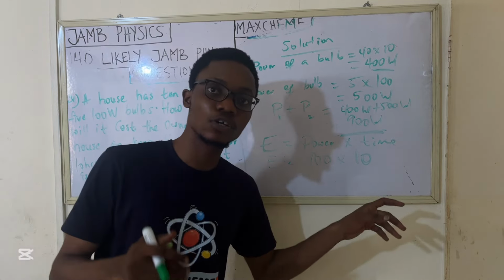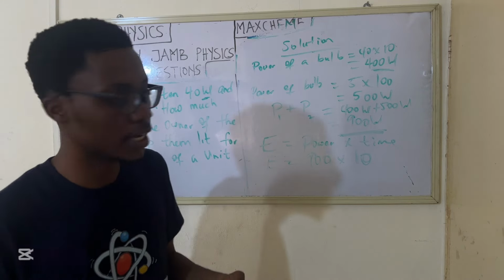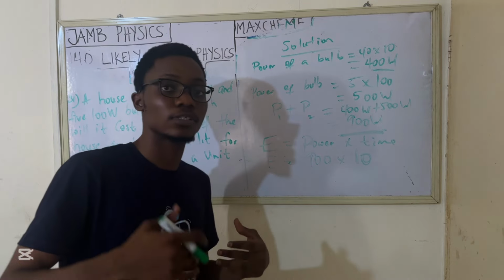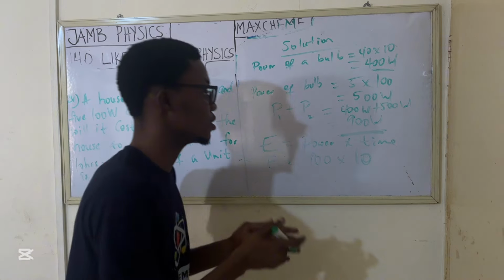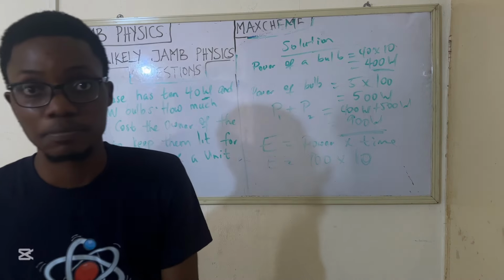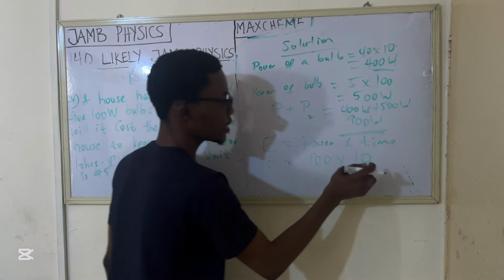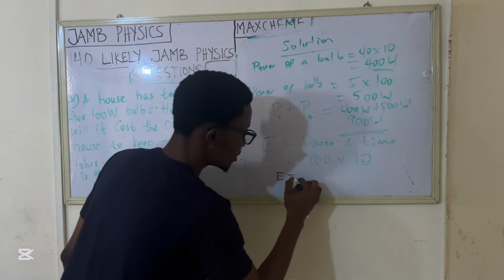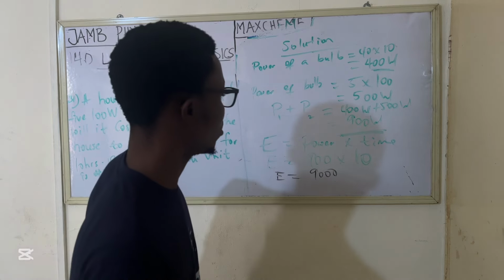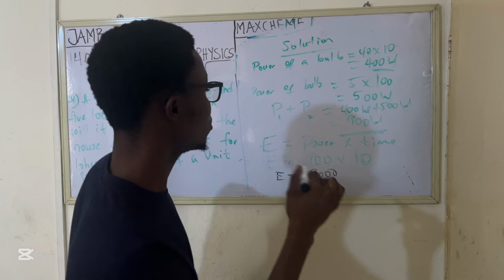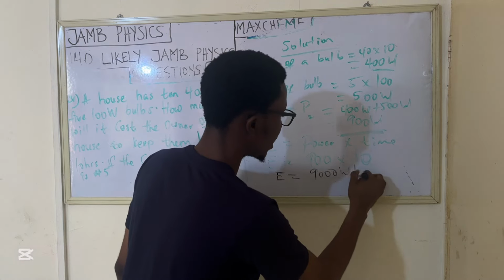Now, there's a reason why I'm not converting this to seconds. In this case, when it comes to current electricity, it's always in kilowatt hour. Are you getting now? Electrical energy is always in what? Kilowatt hour. They use the PHCN standard. Are you getting now? That's what they use here. And the PHCN standard is kilowatt hour. Now, in this case, 900 times 10 give us what? 9,000 watts hour in this case.